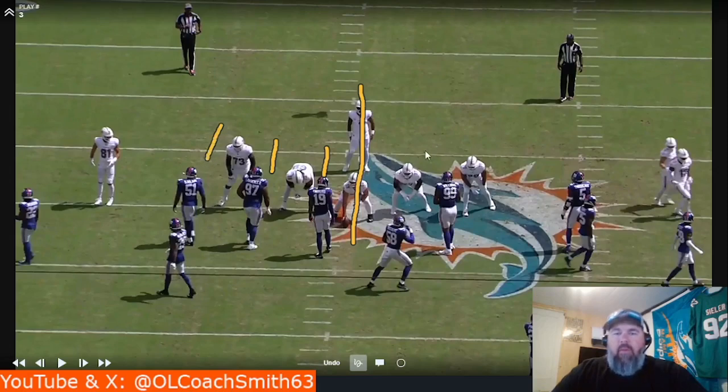On the other half, this is going to be a man protection concept where they're taking the two most dangerous defenders. So the pre-snap look is going to have Isaiah Wynn going to the defensive tackle and Kendall Lamb going to the defensive end.